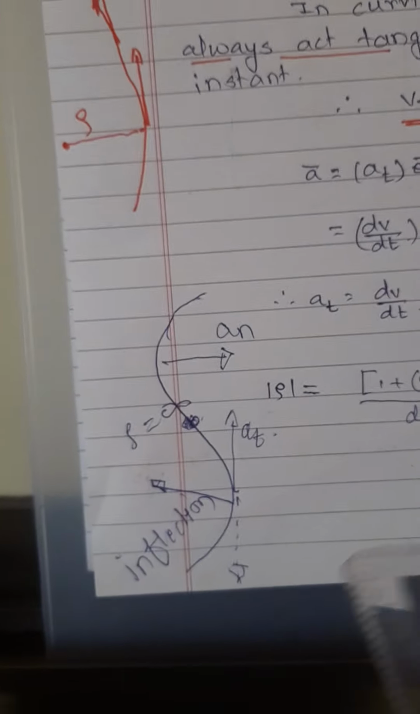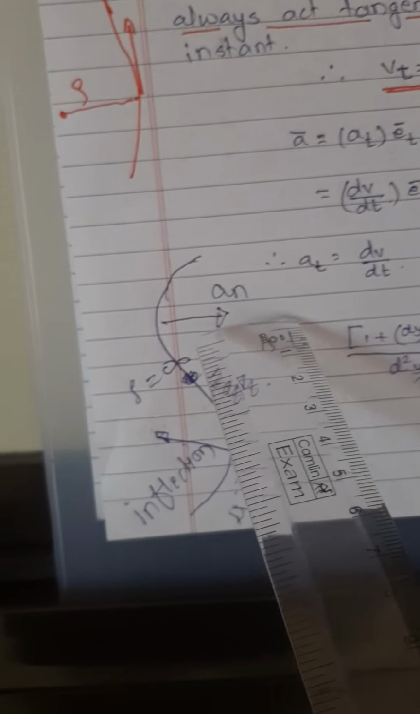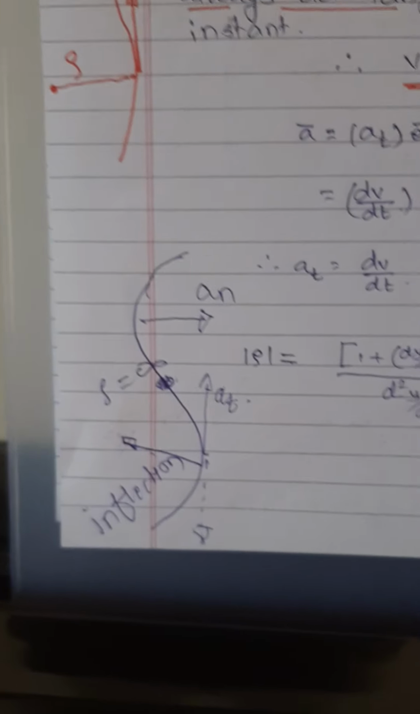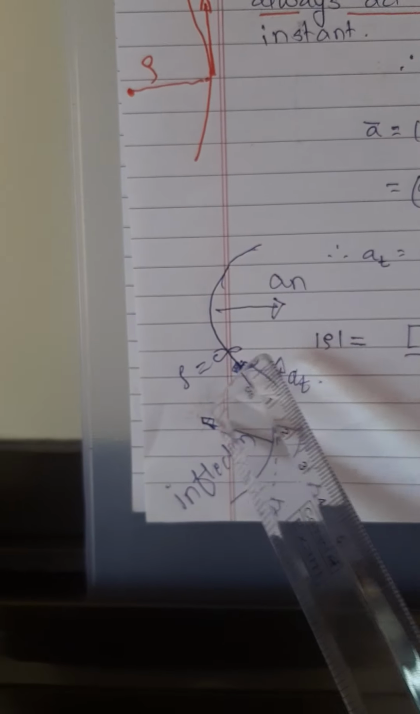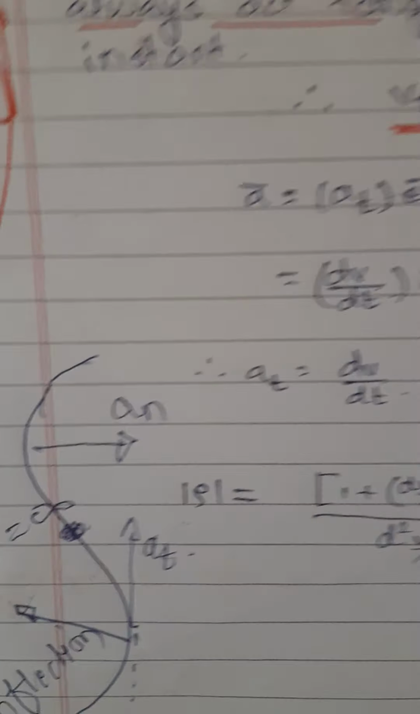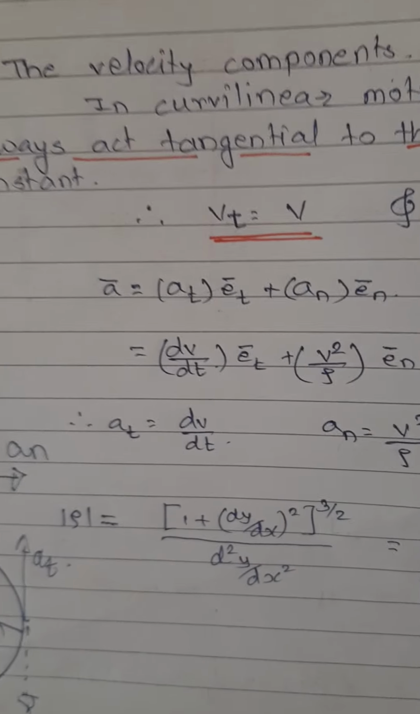The second thing that you have to remember: a_n, the normal component of acceleration, is always positive and is always directed towards the center of curvature. So this has to be remembered. This particular point where the radius of curvature is infinity, at that point a_n is 0, is called the point of inflection.